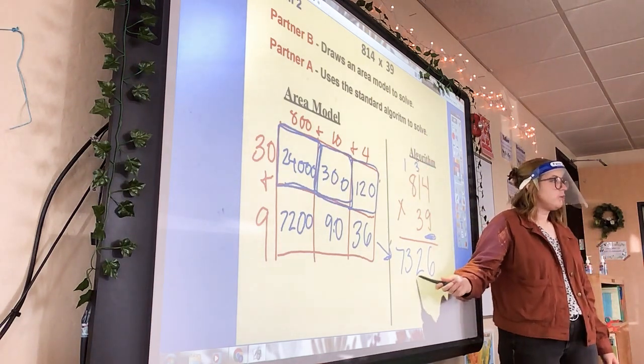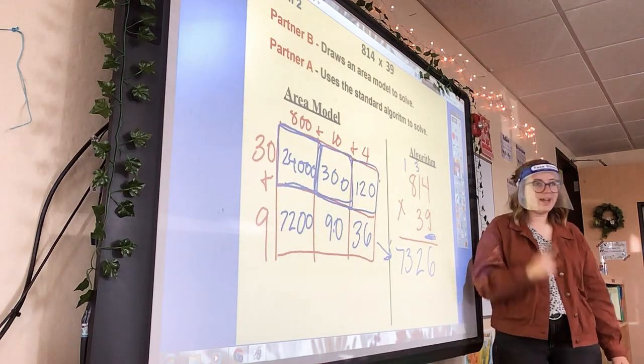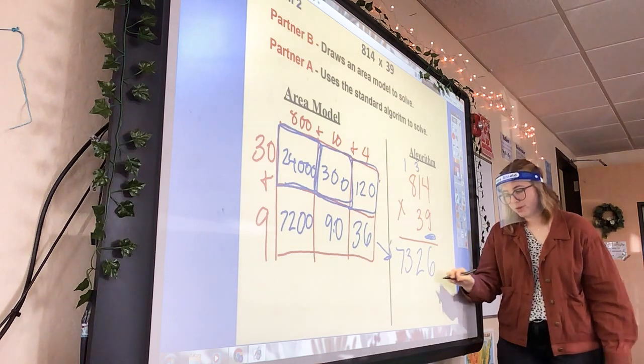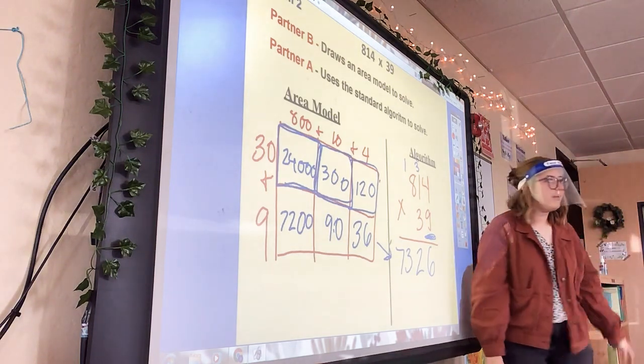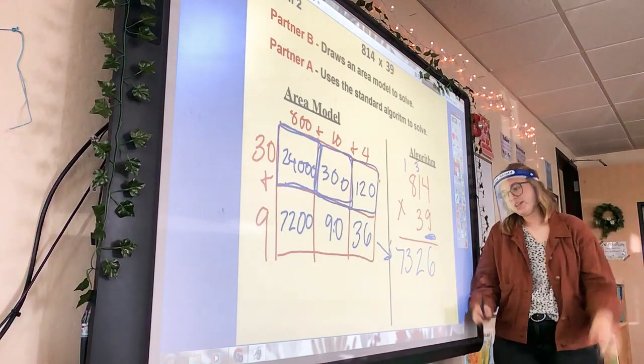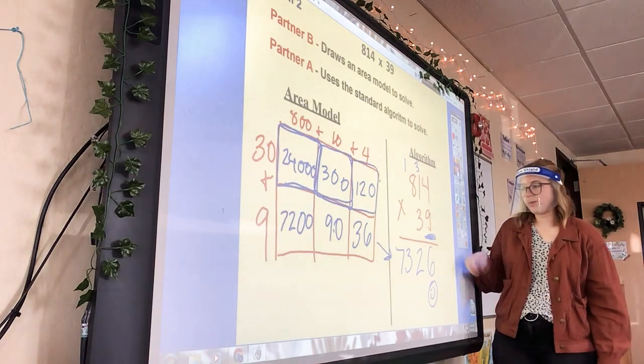After I get my first partial product, what do I need? A decimal, a place value holder, you know. Yep, not decimal, place value holder. What do I need? Place value holders. Good. Once we are smiling, then we can move on, okay?